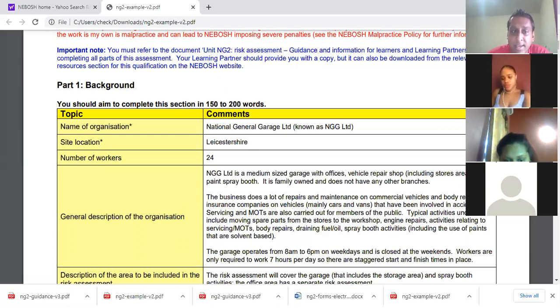Last thing here, the garage operates from 8 a.m. to 6 p.m. on weekdays and is closed on the weekends.